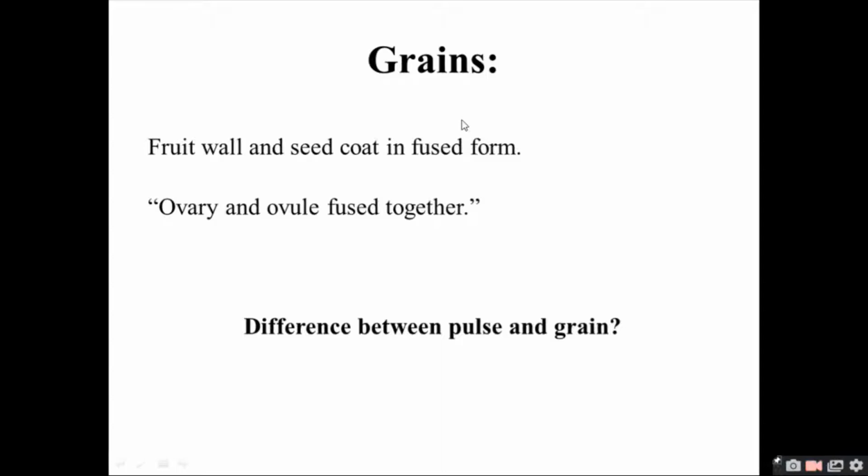Now seeds are different from grains, because a grain is basically the fruit wall and the seed coat. The fruit wall is the ovary, and the ovule we know is the seed. So the fused form of ovary and ovule is known as a grain. Now I would like to know the difference between pulse and grain. If you know the answer, write it in the comment section.